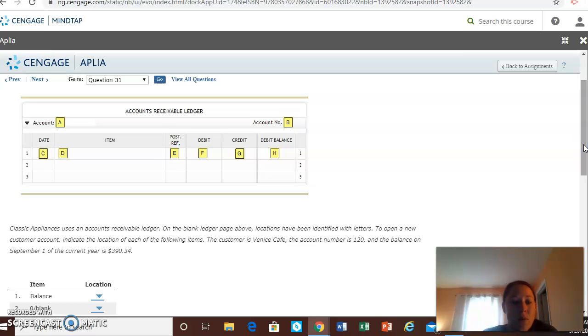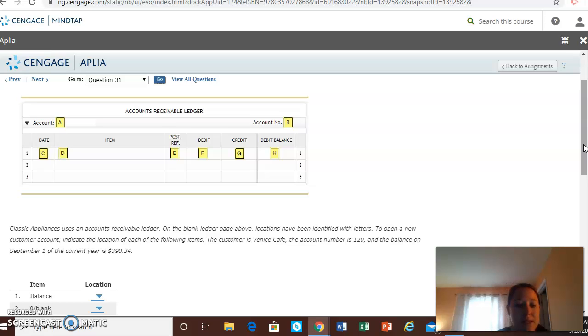So in 10.1, what we're doing is we are starting a new subsidiary ledger. That's going to be the accounts receivable ledger, and that's going to have a page for each one of our customers that we do business with. And then we're learning about a new journal, which is the sales journal, and that's going to be for all sales on account transactions.